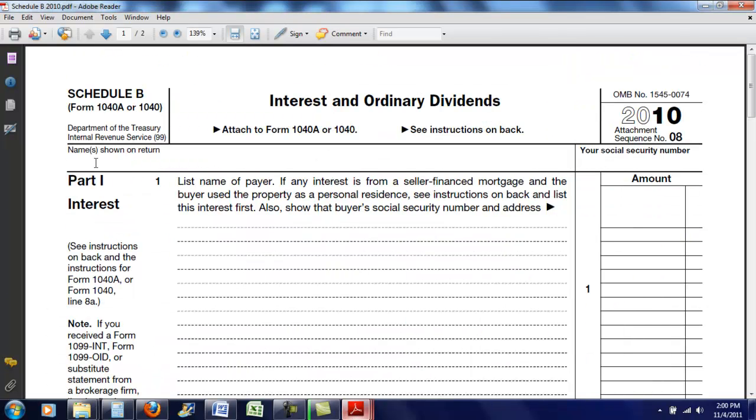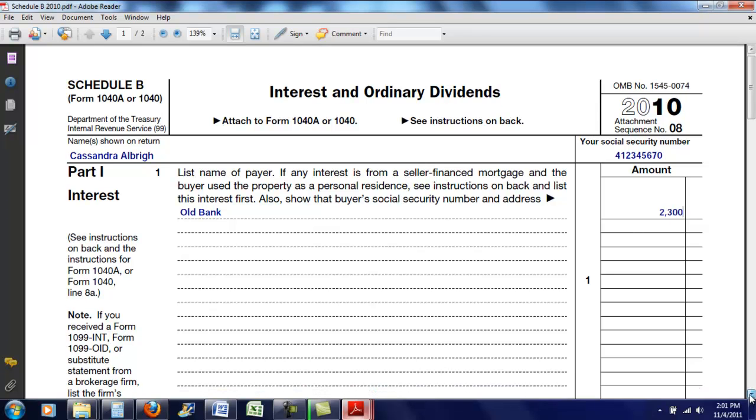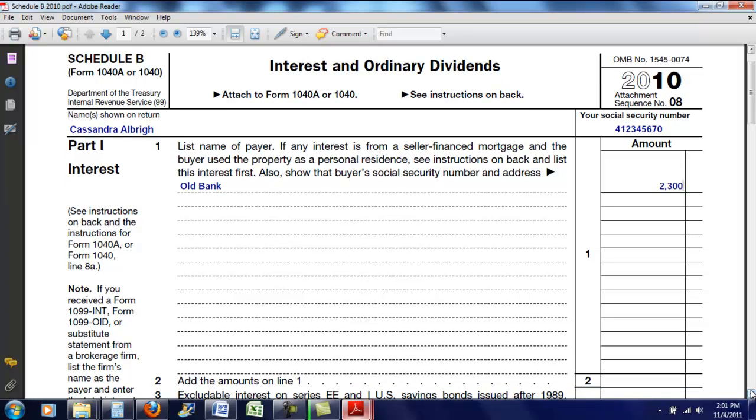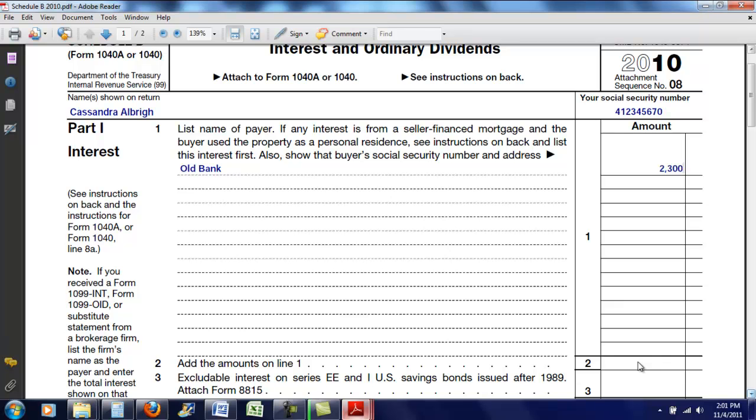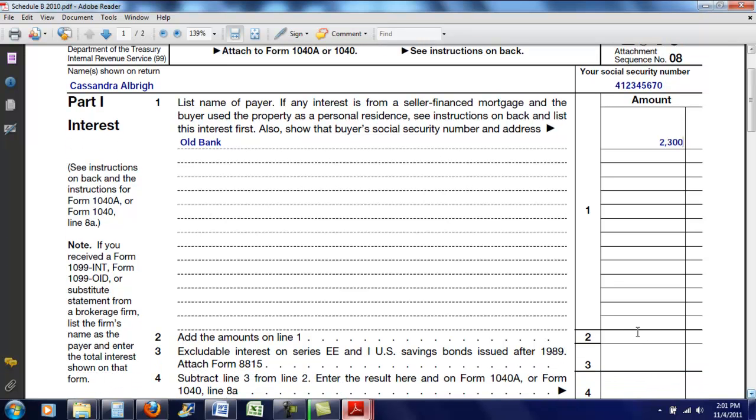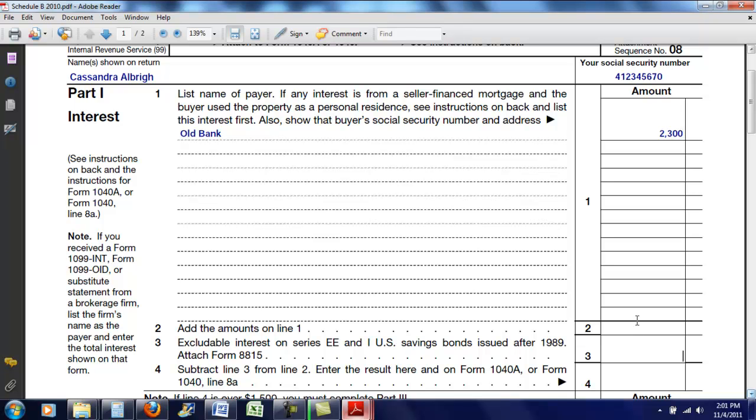So I'm going to go right here to the Schedule B, and I'm going to put Cassandra's name here. And she received this money from Old Bank, and she has $2,300 in interest. That is her only interest form. I'm going to wait for my computer to catch up here with me. So she has $2,300. She doesn't have any excludable interest, so she has $2,300 in interest.